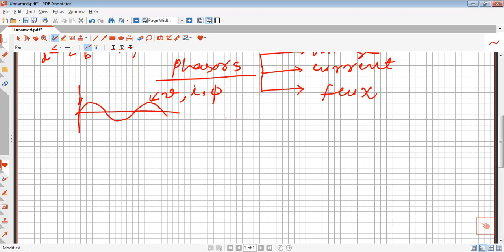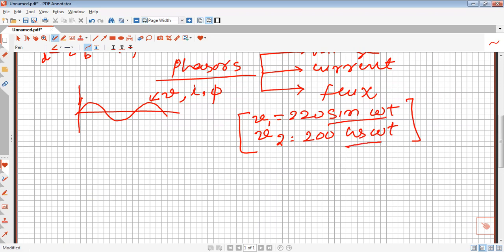So suppose we have two voltage quantities, V1 equal to 220 sine omega t, and V2 equal to 200 cos omega t. If we want to compare them, we could not, because here it is a sine function and here it is a cosine function. So we have to make either this function a cosine or this one a sine.